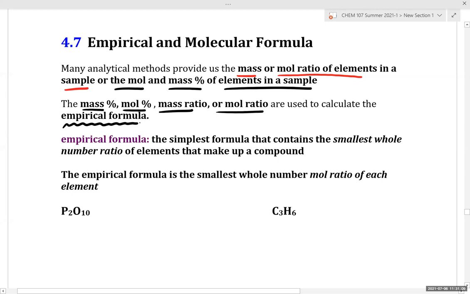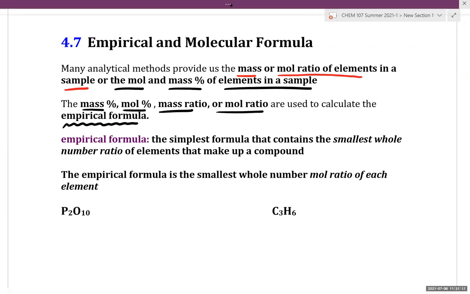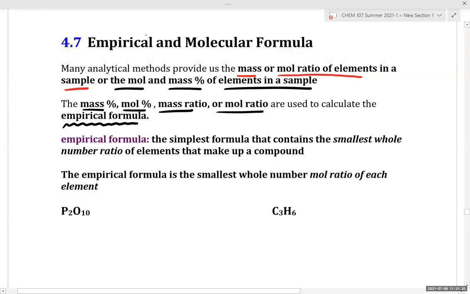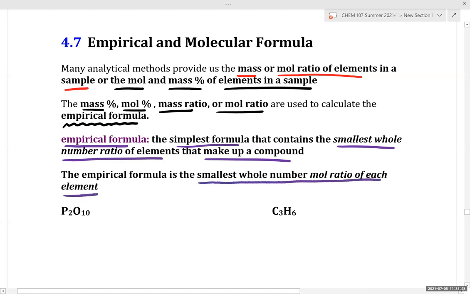Now, because many analytical methods only give us the elemental composition as a percentage or as a ratio, the formula we calculate from many of these experimental methods is that of the empirical formula. So the empirical formula is the simplest formula that contains the smallest whole number ratio of elements that make up a compound. So the empirical formula can be thought of as the simplest whole number ratio of elements, or the smallest whole number mole ratio of each element.